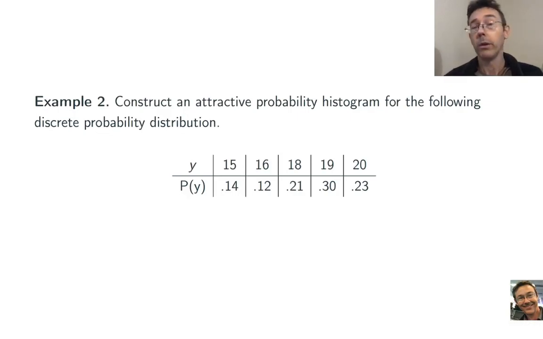Here's the second example we're going to do. This time we have a random variable y that can take on 5 values, 15, 16, 18, 19, 20, with the probabilities that I've listed here. Notice in this case there is no probability for 17. 17 is not a value that can be an outcome for this random variable.